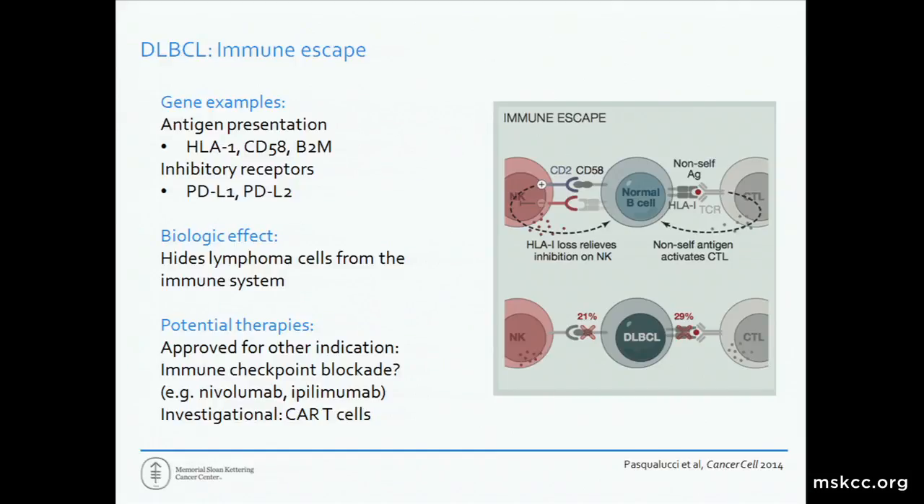Another major category of genes that are mutated in DLBCL were genes involved in immune recognition. So there's loss of genes that are critical for presenting antigen to cytotoxic T cells and NK cells, and that includes the HLA molecules, beta-2M and CD58. And then there is also amplification of inhibitory receptors that can shield the lymphoma cells from immune recognition. So this raises the question whether in these cases we could relieve that inhibitory receptor blockade using checkpoint inhibitors, or bypass the need for normal antigen presentation by using therapies such as CAR T cells.